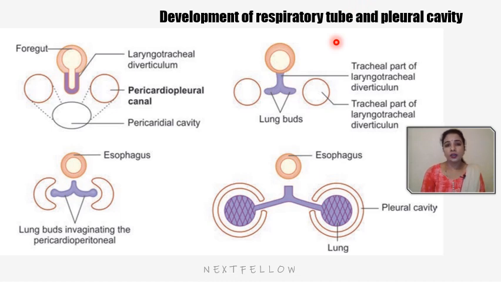So the right and left pericardio-peritoneal canals form the right and left pleural cavities respectively, and the visceral pleura is derived from the ventral splanchnic mesoderm, that is the splanchnic lateral plate mesoderm. The visceral pleura is intimate with the lungs, whereas the parietal pleura, the outer one, is derived from the somatic lateral plate mesoderm.